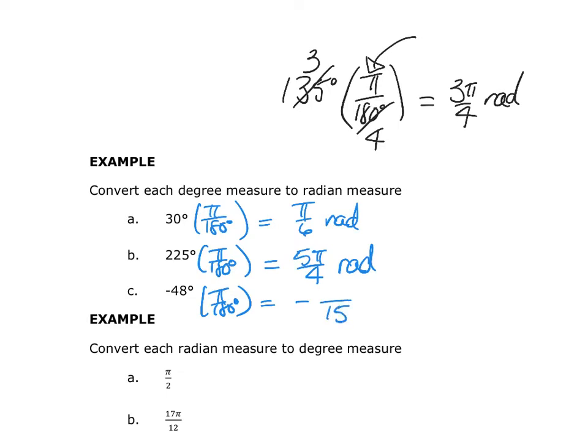Over 15. What was it? 2? So negative 4 pi over 15 radians. You all agree? Is there anyone who got something different?